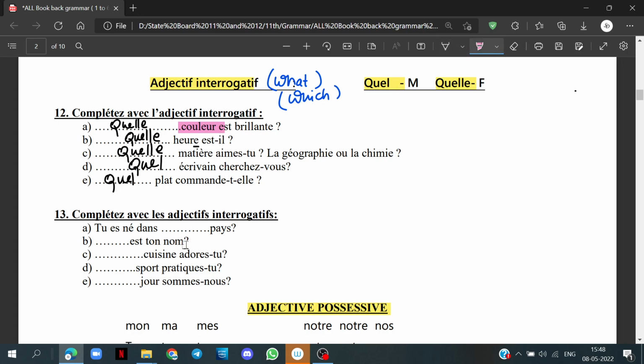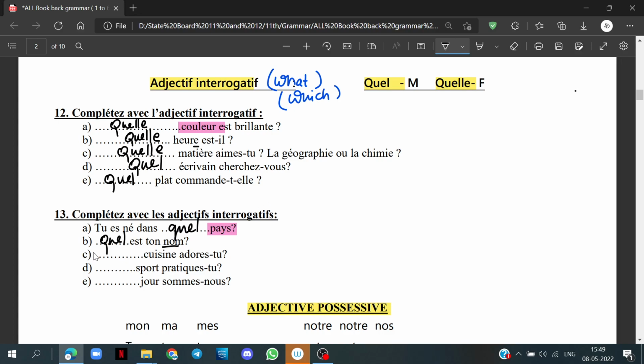And also the word pays, it is not plural because we do not have any plural here. The sentence means: tu es né dans quel pays? You can be born only in one country, not countries. So here the word pays means one country. Tu es né dans quel pays? You were born in which country? Quel est ton nom? What is your name? The noun is nom, which is masculine.